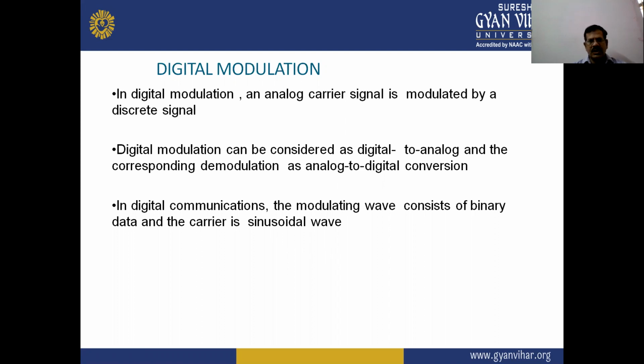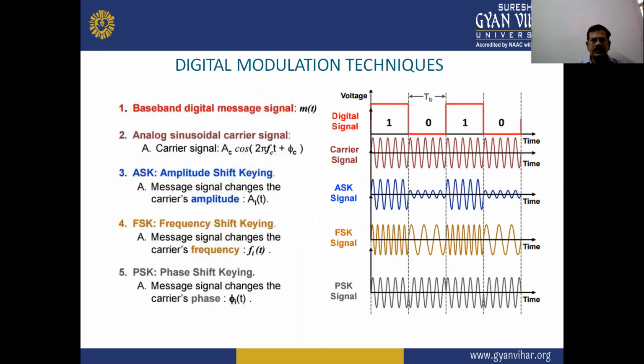conversion. So in digital communication, the signal is converted from digital form to analog form, but in the demodulation system, the signal is converted from analog to digital. In digital communication, the modulating wave consists of binary data and the carrier is a sinusoidal wave. There are different digital modulation techniques, which are represented in the form of different waves.